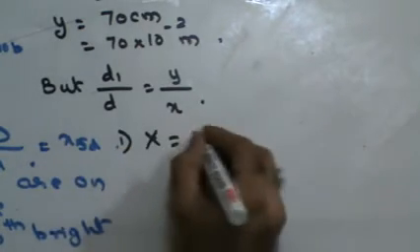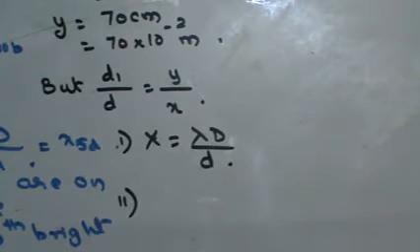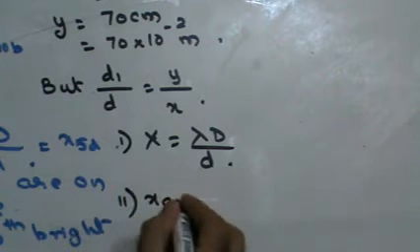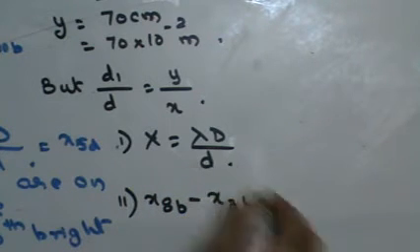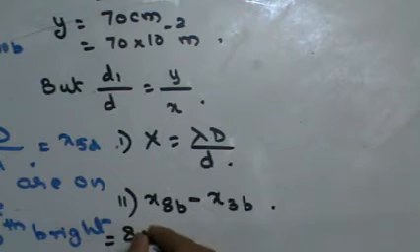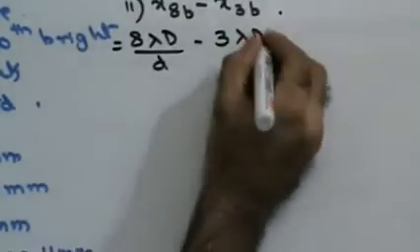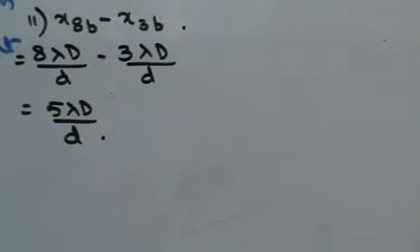You have to find out first part of the question, fringe width. Fringe width is lambda d by d. Second part of the question, the distance between the 8th bright band and 3rd bright band on the same side. Since they are on the same side, you will have to subtract bright band. That means it is going to be n lambda d by d minus n lambda d by d. This is going to be 5 lambda d by d, right?